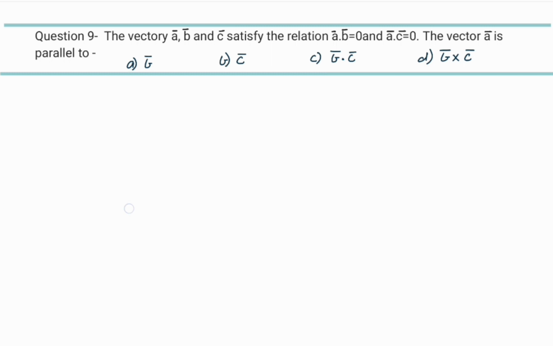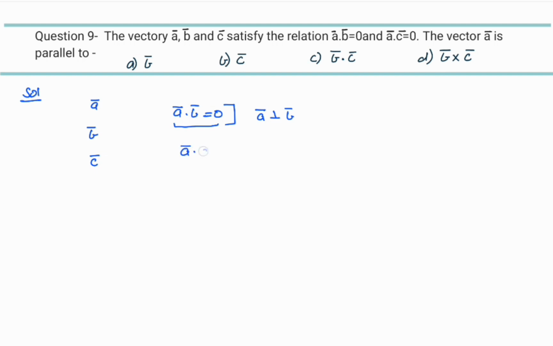The vector A is parallel to, okay. When you are solving any numerical, first write down the given vectors and the given conditions. Here three vectors are given, vector A, vector B and vector C. And it is given that vector A dot vector B is equal to 0. What does it mean? When the dot product of two vectors is 0, it means they are perpendicular to each other.